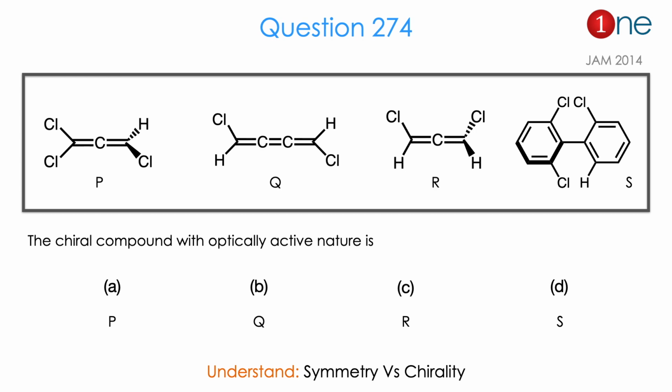S is the biphenyl molecule with 2 chlorine atoms on one side and chlorine and hydrogen on the other side. All are ortho substitution. Here they are asking for the chiral compound. You have to find from the axial chirality which one is chiral. So from the 4 different structures with cumulative dienes and their chiral nature, you might realize the question is really about symmetry versus chirality. You have to identify the plane of symmetry there. The answer is C. Let us see how.